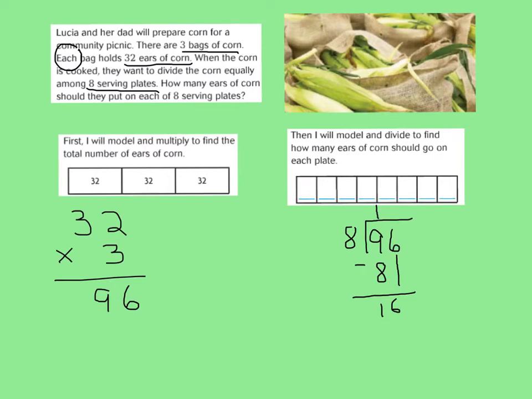So now I'm going to start the steps all over again of long division. I know that 16 divided by 8 is 2. Now I'll multiply. 2 times 8 is 16. And when I subtract, I do not have a remainder. So the question is asking, how many ears of corn should they put on each of the 8 serving plates? And the answer is 12. My quotient is 12. So they will put 12 ears of corn on each serving plate.